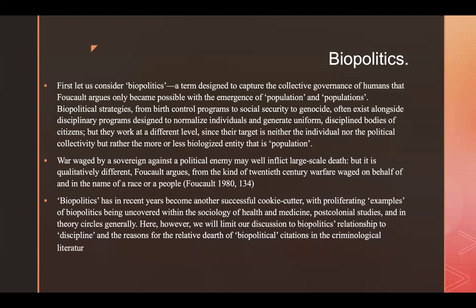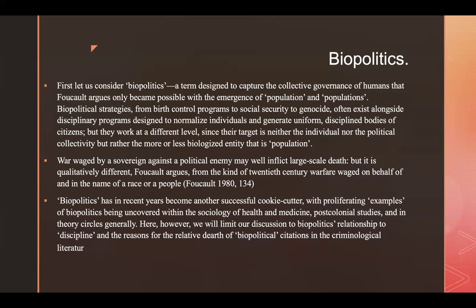So, biopolitics is a term designed to capture the collective governance of humans that Foucault argues only became possible with the emergence of population and populations. So, biopolitics is a form of governance that involves intervening into the life of a population. It involves intervening into people's actual bodies. And this form of governance is concerned with population, with counting the population, with trying to determine who is part of the population of any country or city or place.